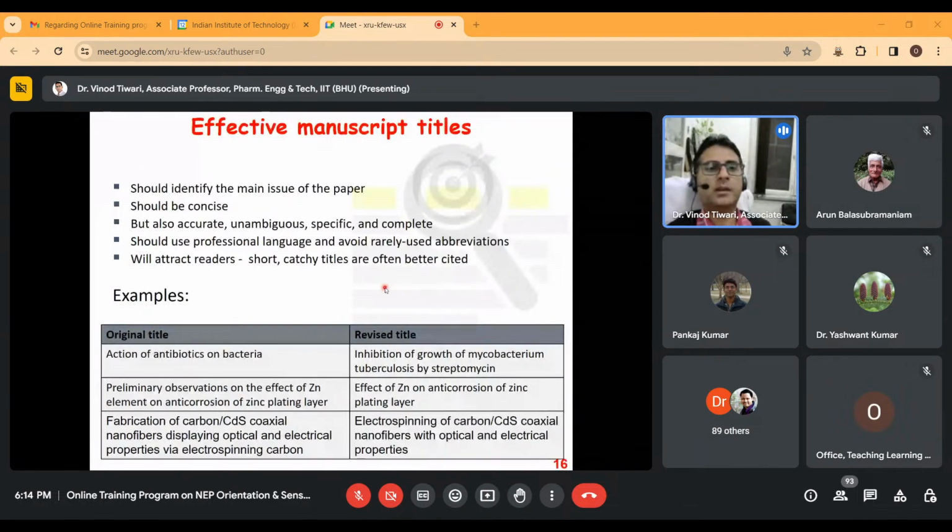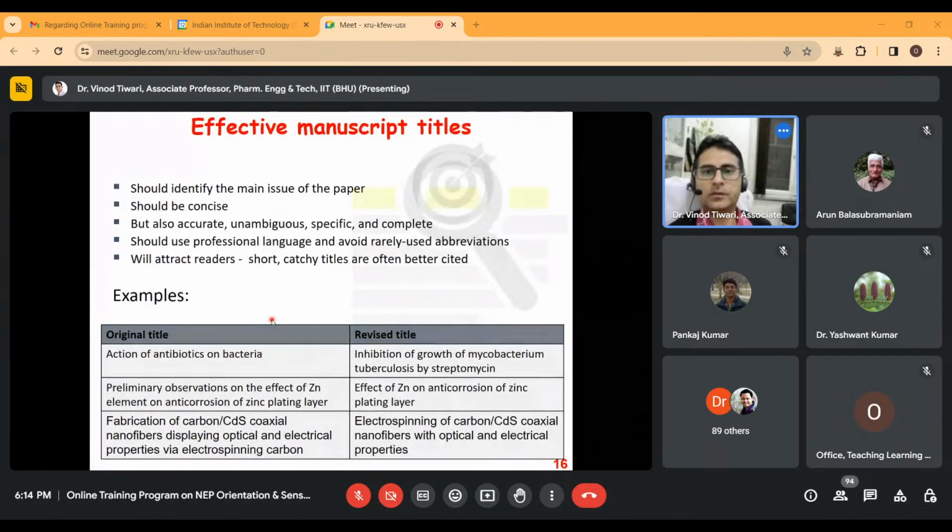Second thing, it should be very, very concise. It should not be too long. It should not be too small. It should be accurate, unambiguous, specific, and also complete. Most importantly, it should use professional language, and we should avoid using abbreviations in the title. This is another mistake which people make. They use some abbreviations which are approved, which are authorized, but you cannot use any abbreviation in the title of your manuscript. Most importantly, it should be able to attract the readers.